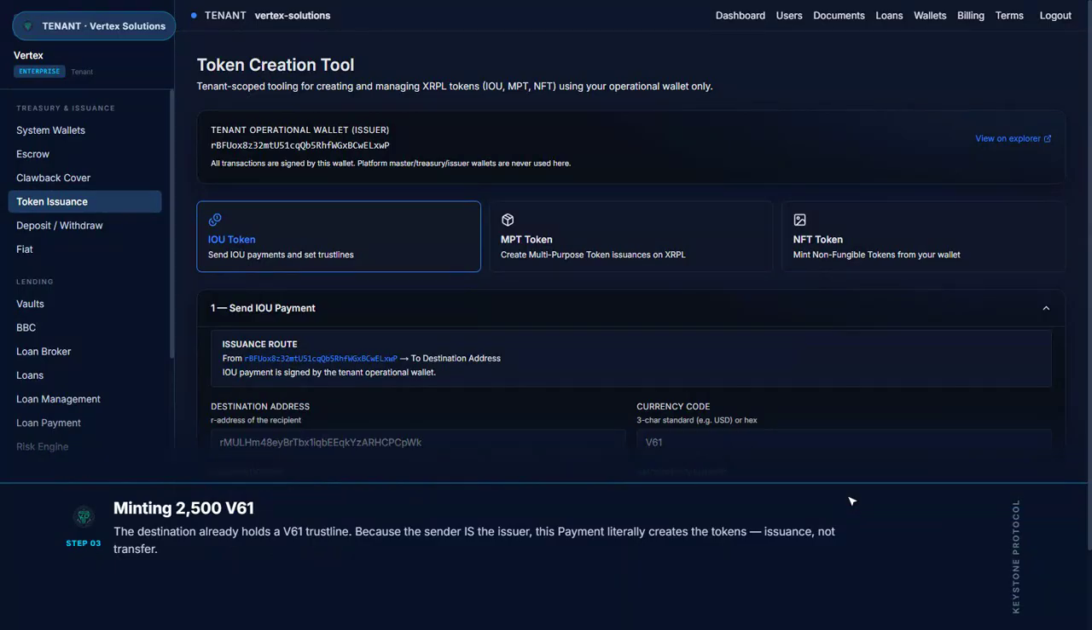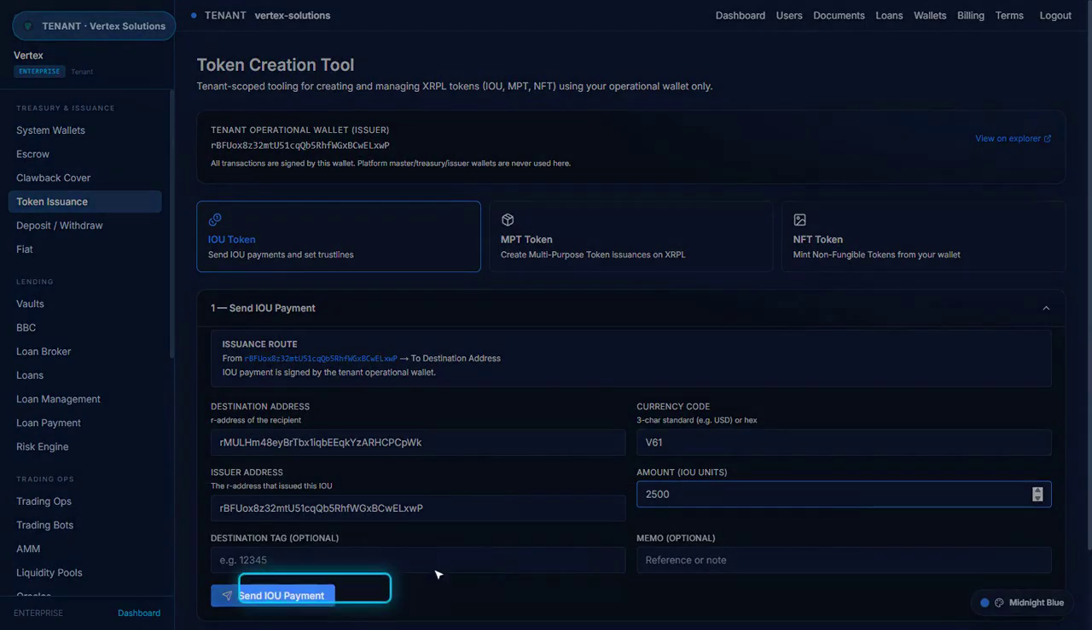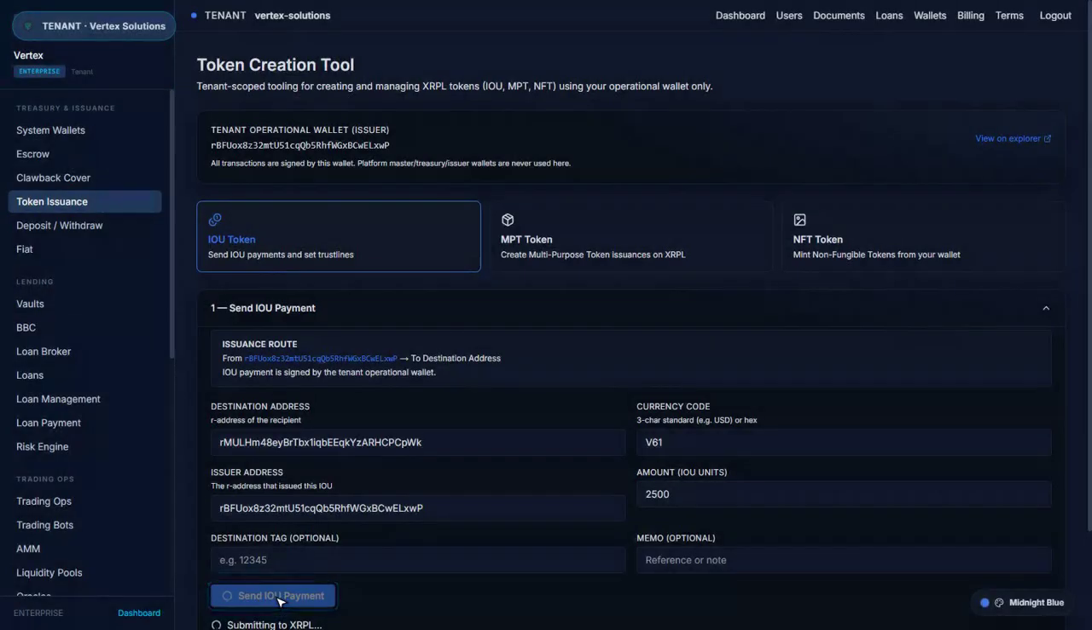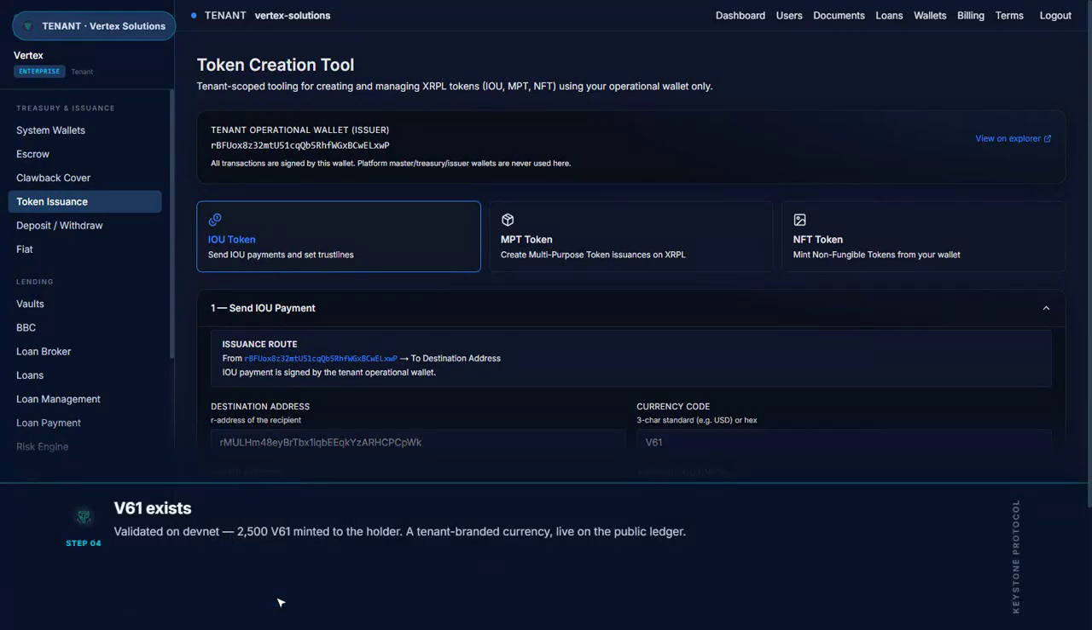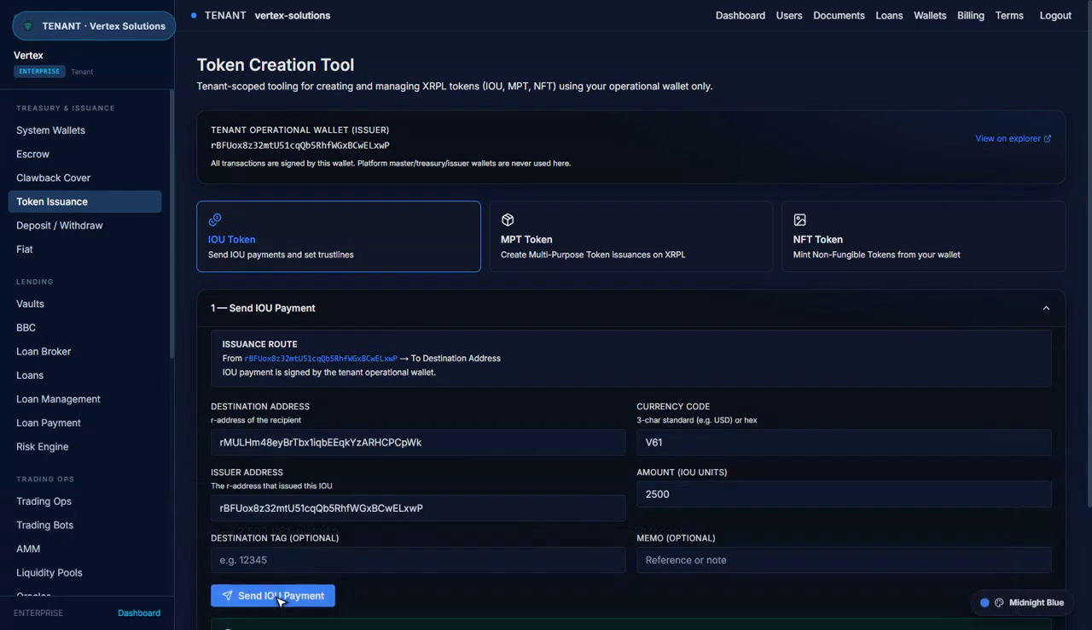Minting 2,500 VER61. The destination already holds a VER61 trust line. Because the sender is the issuer, this payment literally creates the tokens. Issuance, not transfer. VER61 exists. Validated on DevNet, 2,500 VER61, minted to the holder. A tenant-branded currency, live on the public ledger.